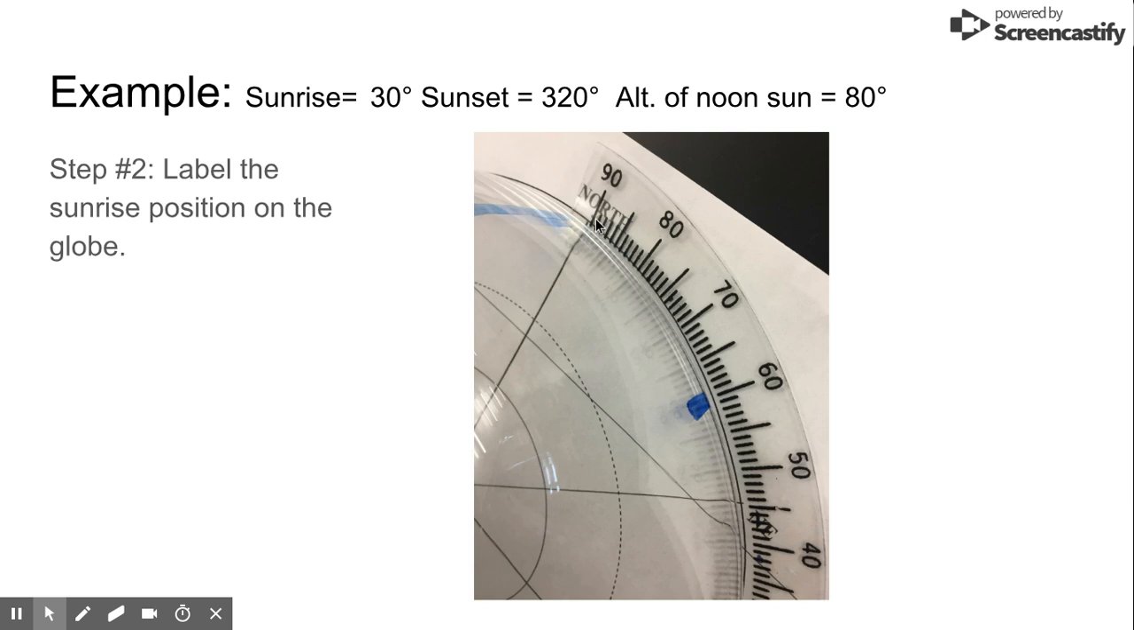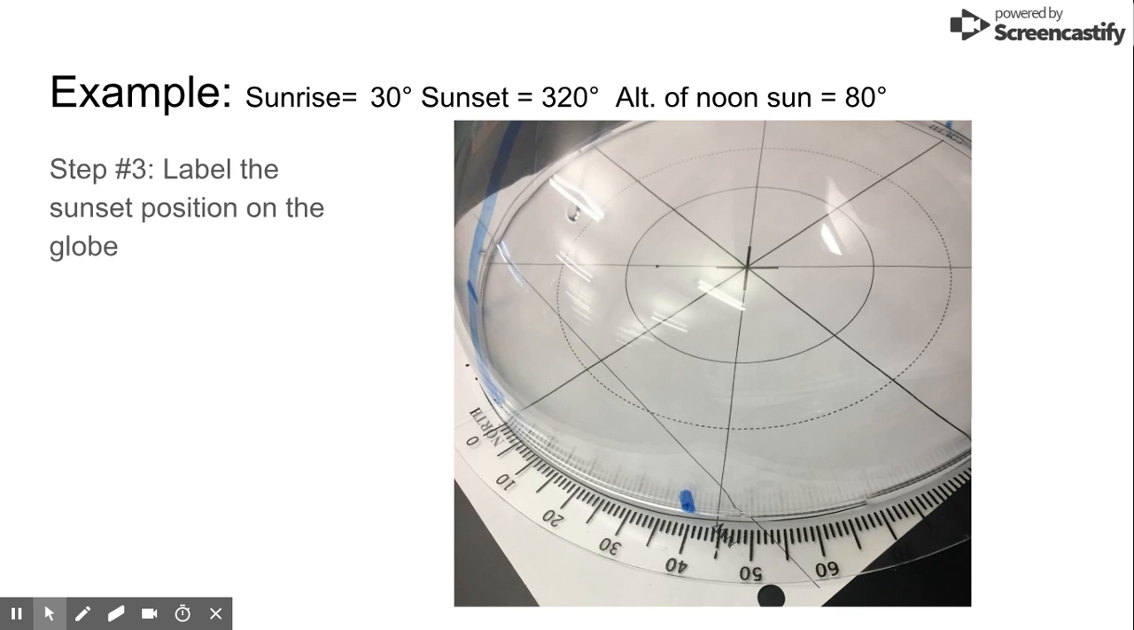So I know north is 0 degrees. The protractor says 90, however, this is only because I can read the side of the protractor. So I'm just going to simply count up 30 degrees. If north is 0, I'm going to go 10, 20, 30 degrees, and I'm going to put my dot right there to represent my sunrise position.